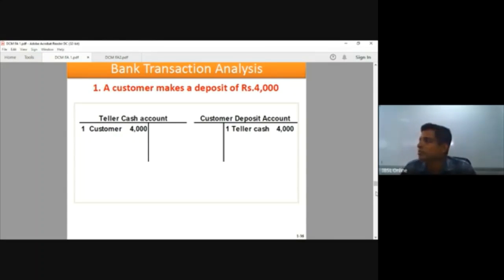Why do we credit the customer deposit account? Because we don't have any other account to credit? No. That is not the reason. When a customer makes a deposit, that customer will come back on a future day and ask for that money. Therefore, from the bank's point of view, that is a liability. That is a liability, right?